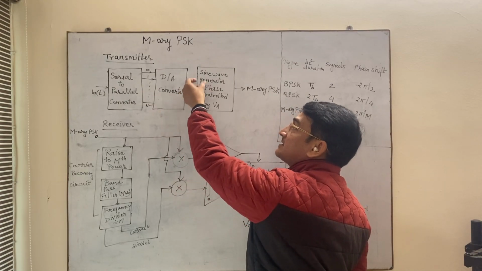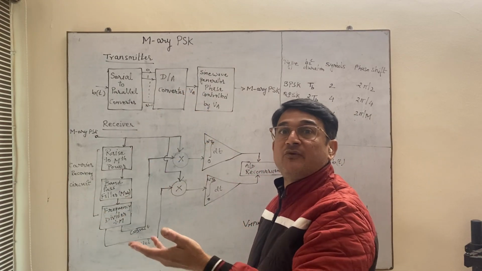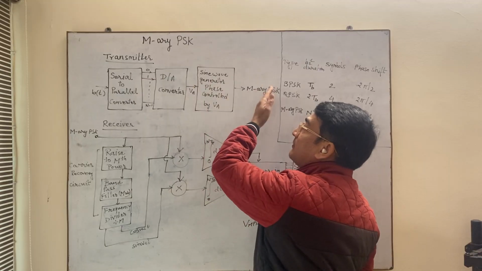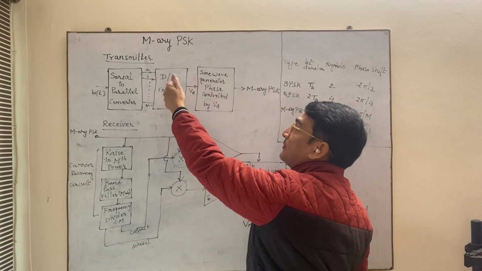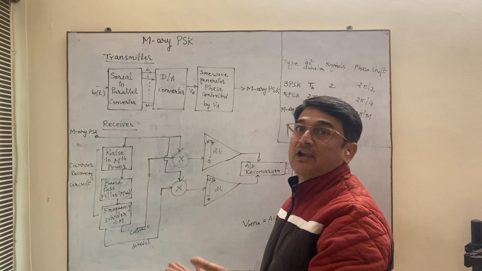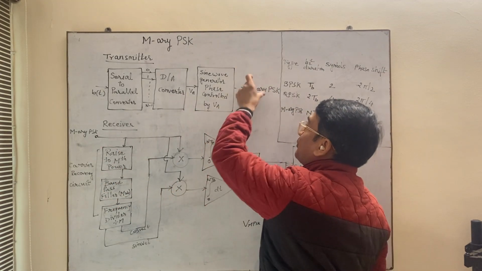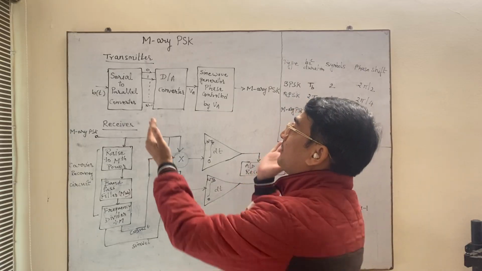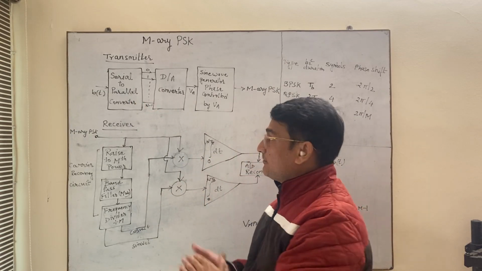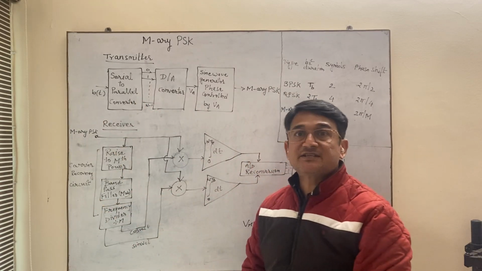All the 8 signals correspond to a different VA, and then that VA will be transmitted with the help of a different phase, which is controlled on the basis of the value of VA. So that output is nothing but the M-ary PSK signal. This is how the M-ary PSK transmitter works. Now we will see the M-ary PSK receiver.